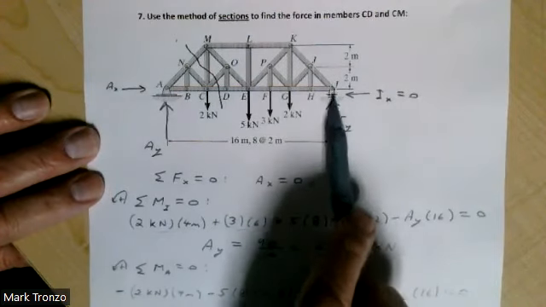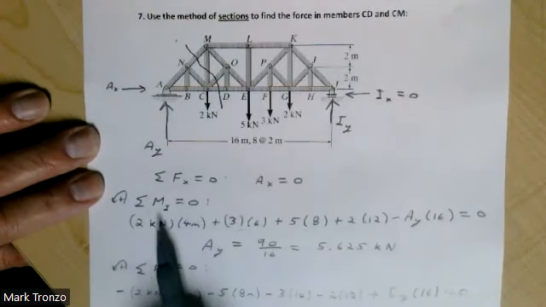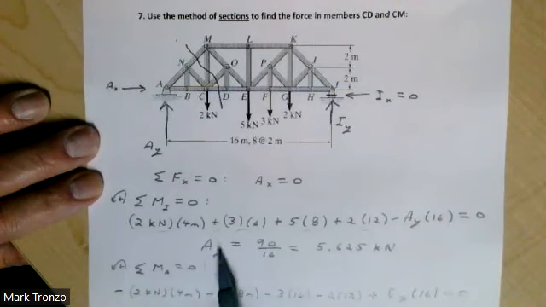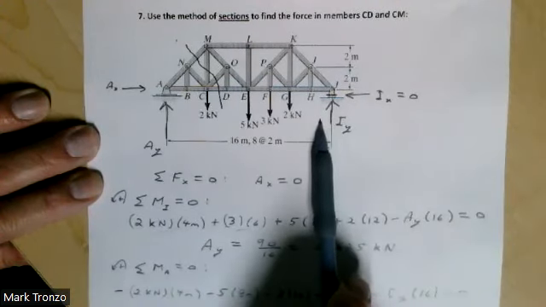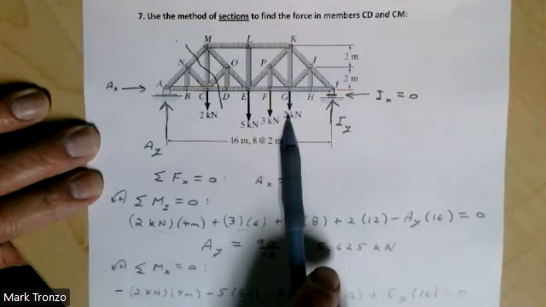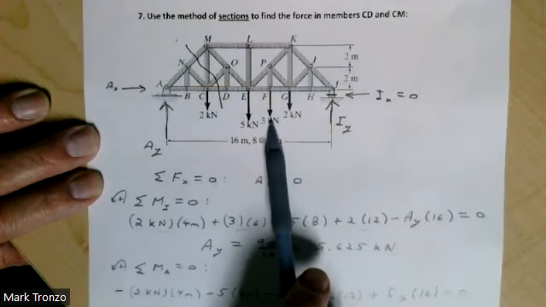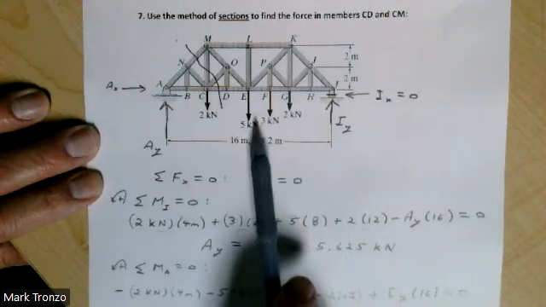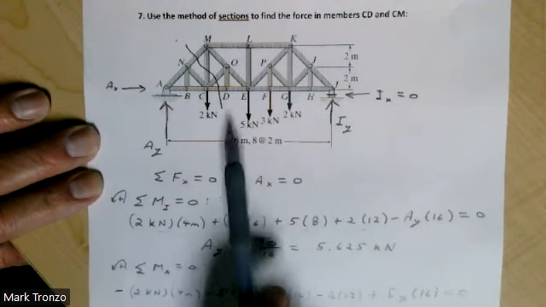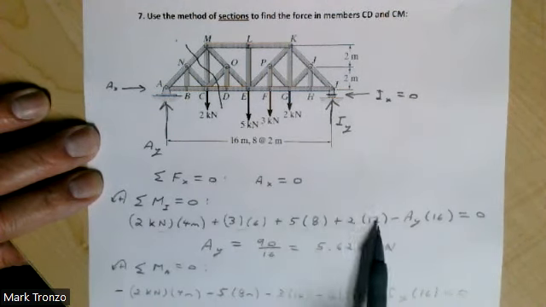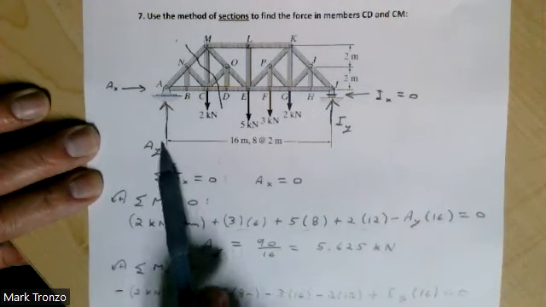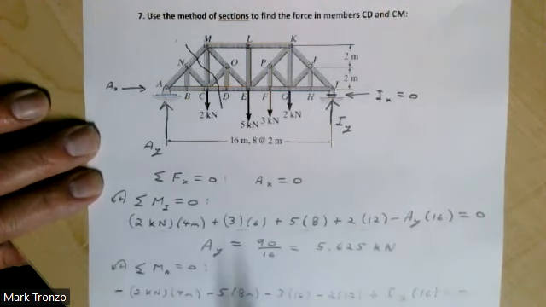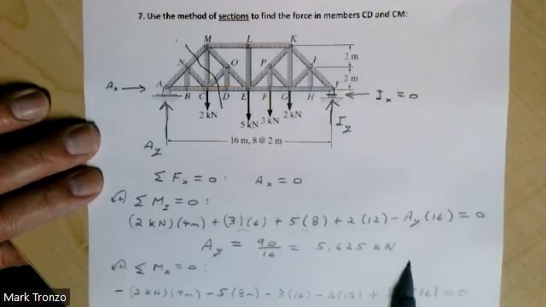Then I sum the moments about I so that I could get AY. So I sum the moments about I, put 2 kilonewton times 4 meters, 3 kilonewton times 6, 5 kilonewton times 8 meters, 2 kilonewton times 12 meters, and then finally AY times 16 meters. Then I solved for AY and got 5.625.